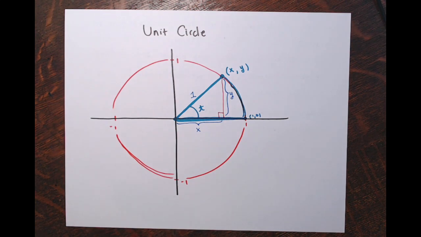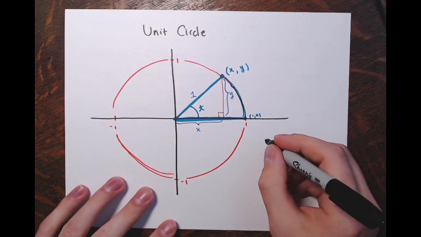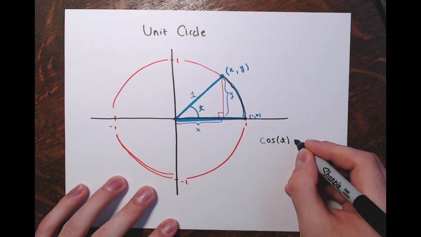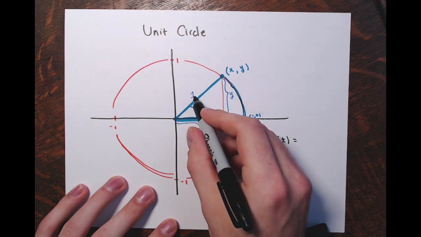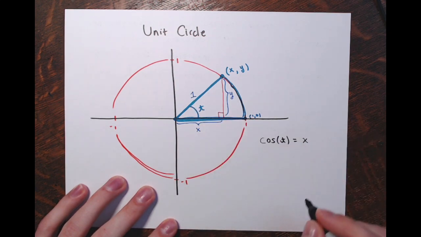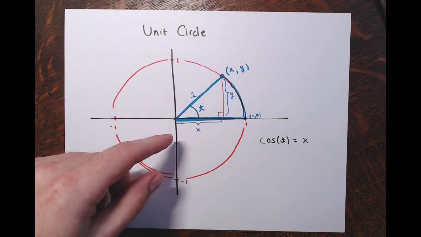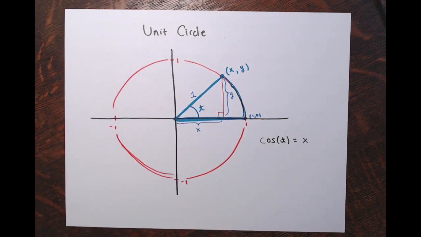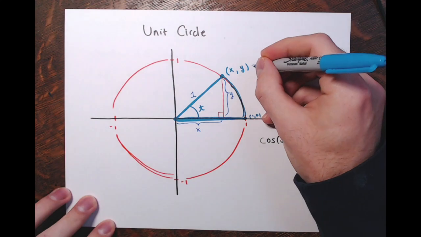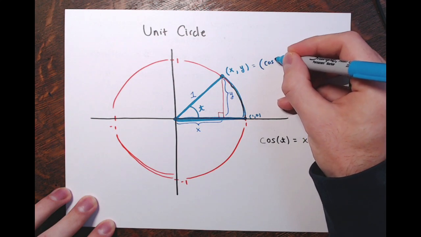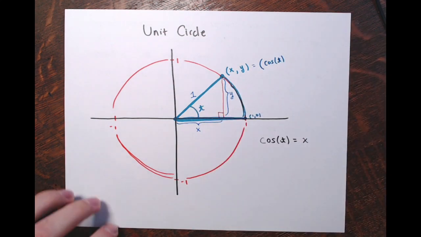And we had the following relationships. The cosine of my angle, the cosine of t, was adjacent over hypotenuse, x over 1, or just x. Remember, the cosine of your angle is related to the x coordinate of the point that you stopped at on the unit circle. So the x coordinate is the cosine of the central angle that got me there.